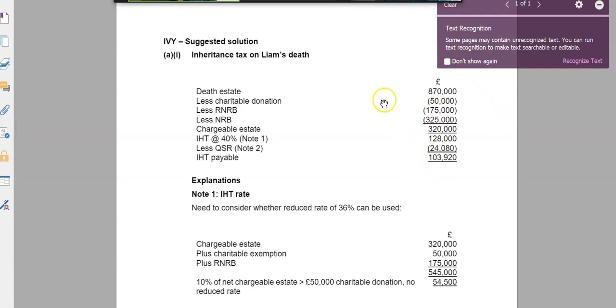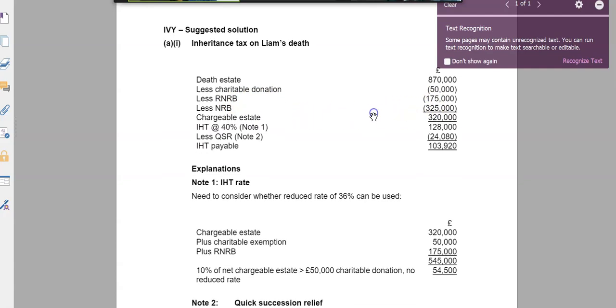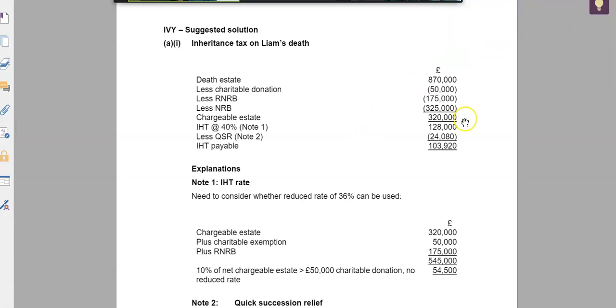So that's the calculation. The death estate was 870. You deduct the charitable donation, that was 50,000, because that's exempt. You deduct the residence nil rate band and the nil rate band, because Ivy's father didn't make any lifetime gift, so the full amount is available. So the chargeable estate is 320,000. You multiply it by 40%, and that's your inheritance tax, and then you deduct the QSR, the quick succession relief.